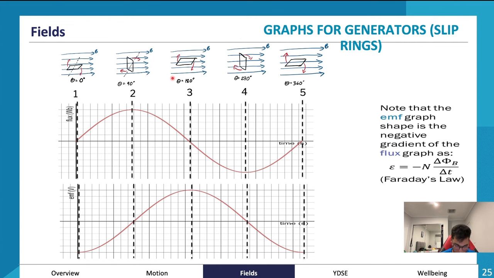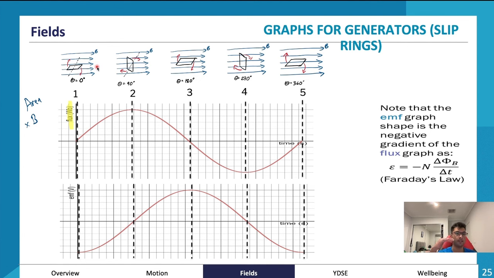Cool, EMF and flux. It's very easy to confuse the two, especially when the graphs of the two look really similar. What you have to keep in mind is that flux is measured in Wb, also known as Weber, I believe. Flux is essentially the area of a coil multiplied by B. Cool. So in this scenario, what is happening?